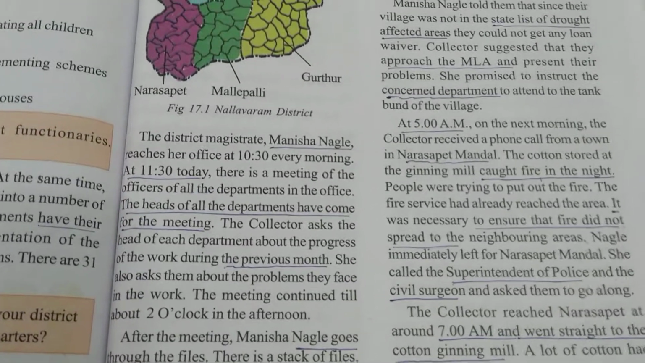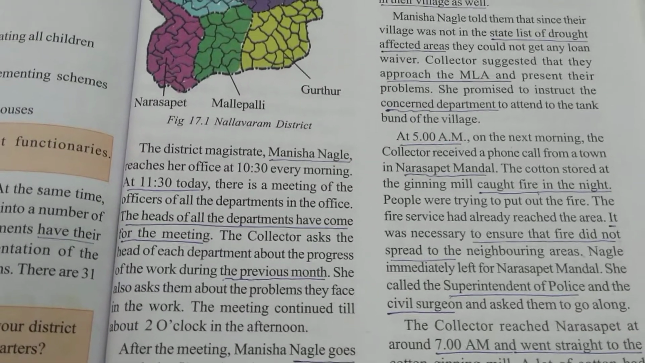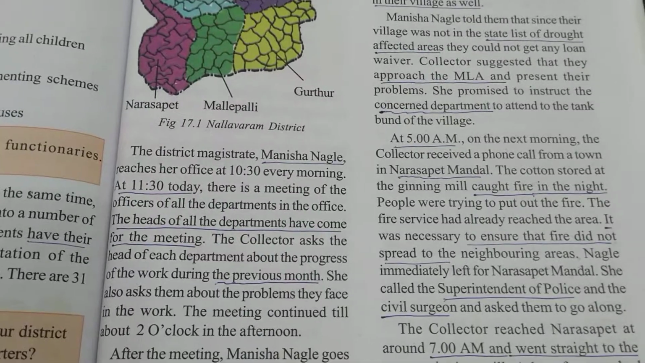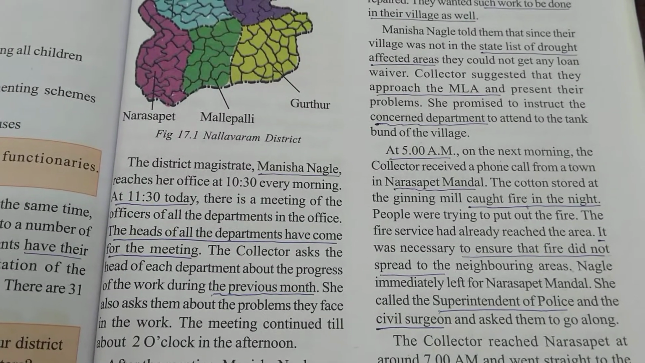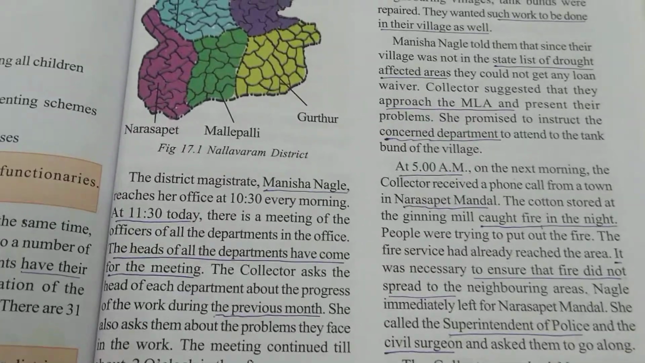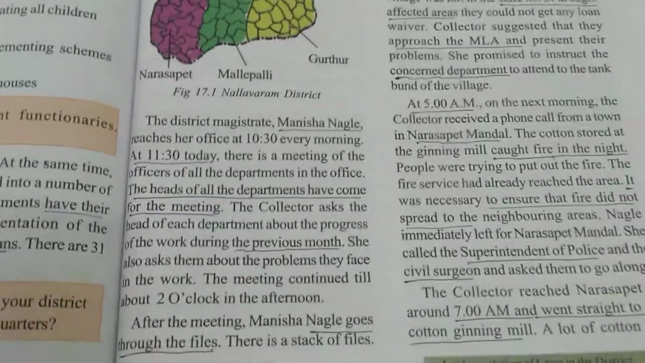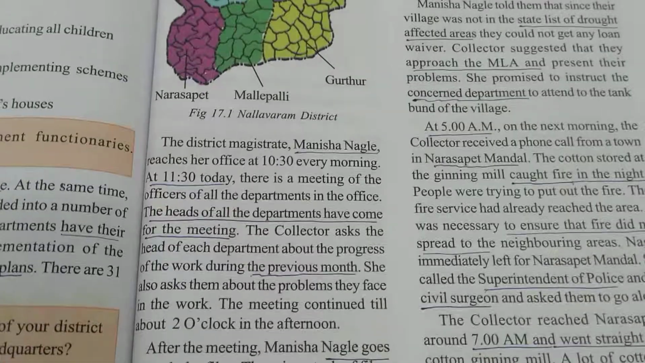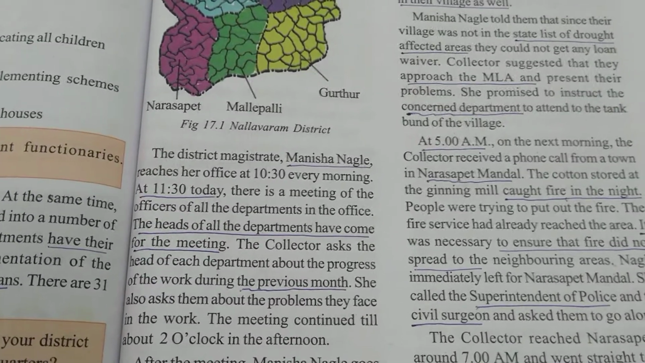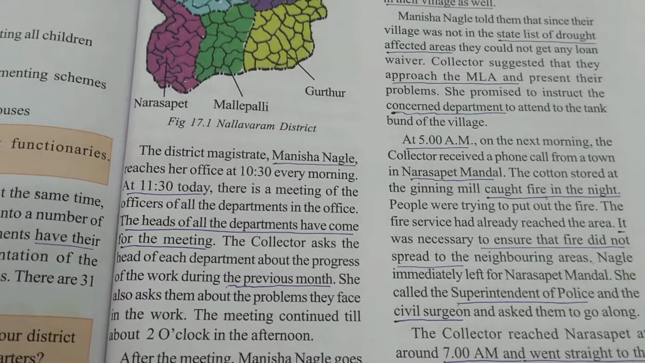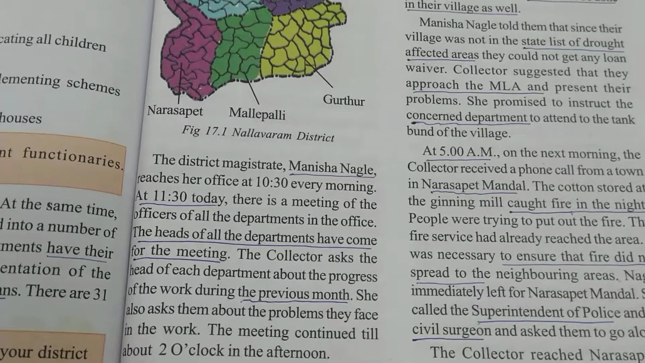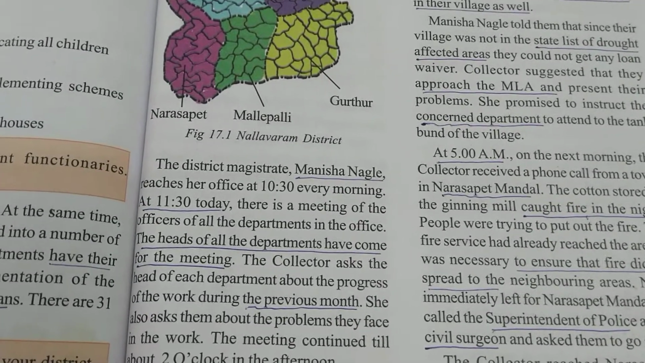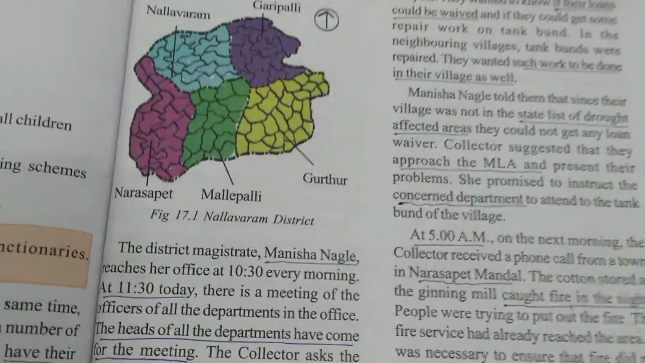So every department head will bring some files: how much work is already completed, how much work is pending, and what the problems are while implementing the works. So everything they will note down and bring in the file. So Manisha Nagel, after completing the meeting, will check the files. So there is a stock of files.